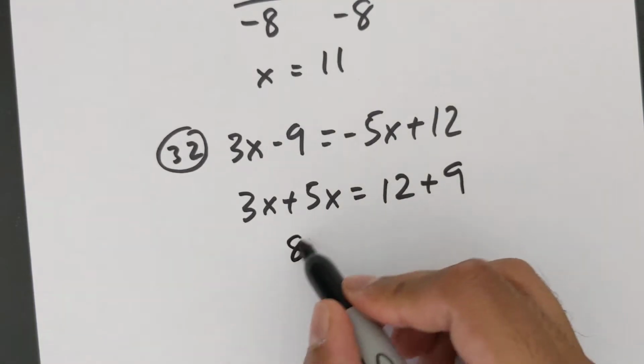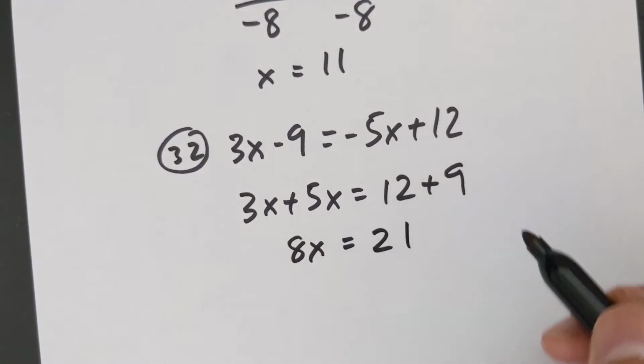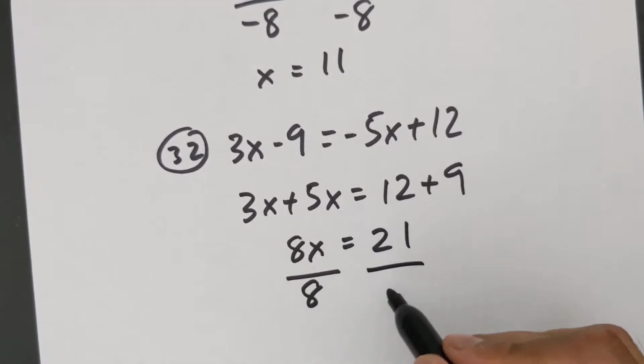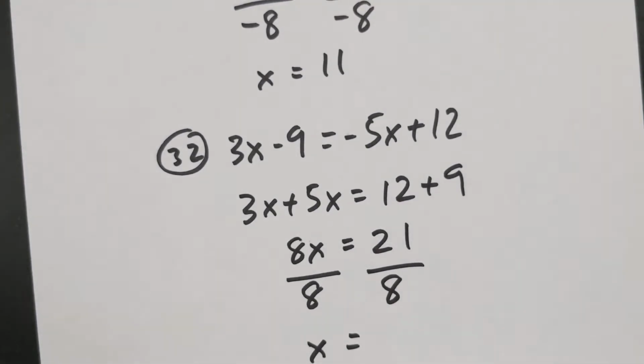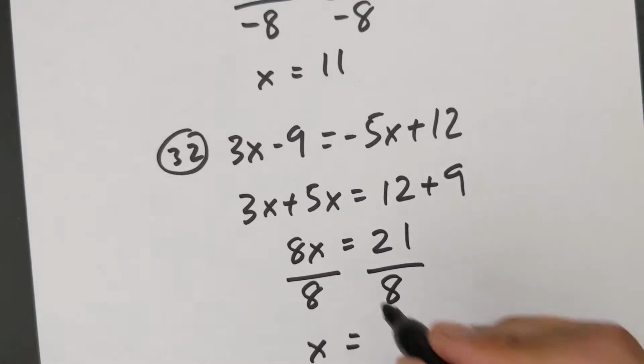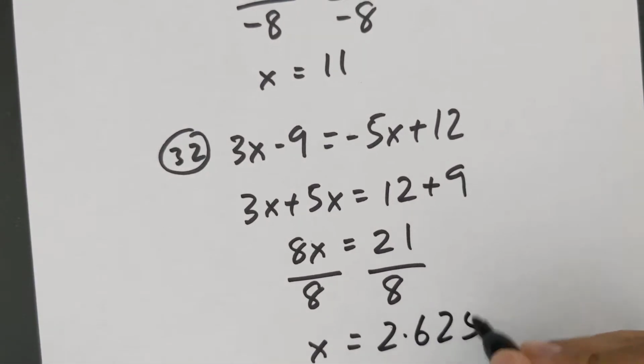I'm going to combine my like terms. So 8x equals 21. Then I'm going to divide by 8. So I get x equals 2.625.